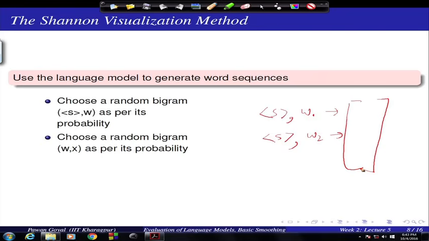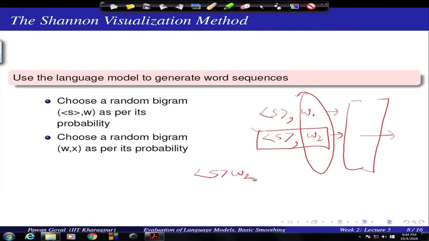Now, if I have to generate a sentence, I have to choose one among these possibilities, and this will depend on the probability of that bigram. You can think of this as a multinomial distribution, and you are sampling one word from this multinomial distribution. Suppose you picked up a particular word here. So you start generating the sentence, start and W2. Now I have to choose the next word. That is the next step. Choose a random bigram Wx as per its probability.